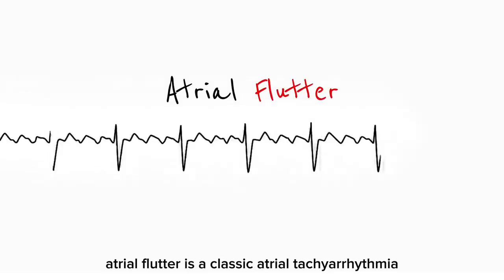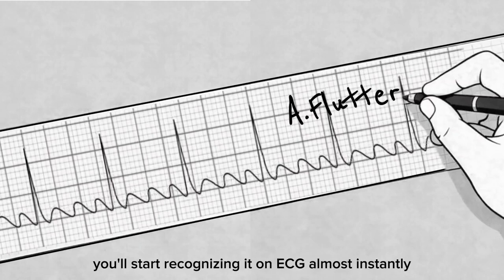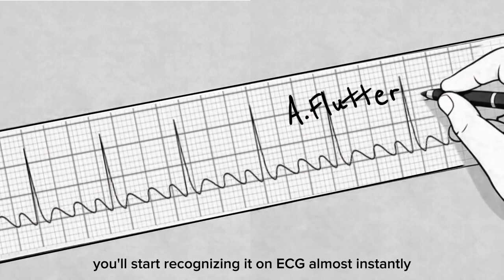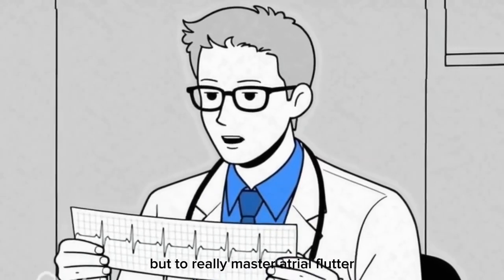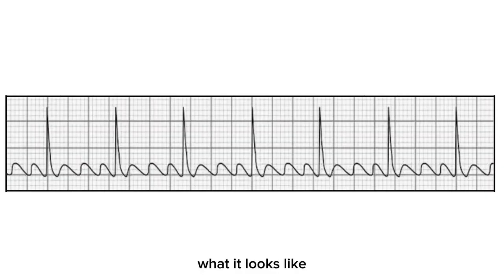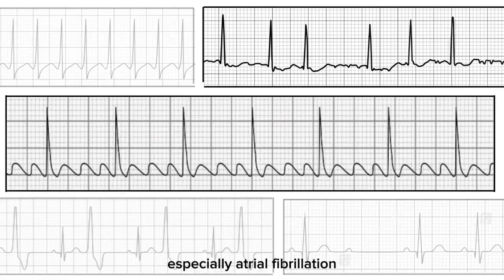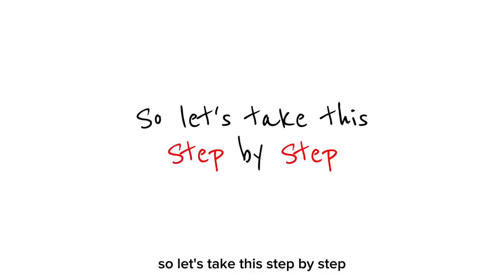Atrial flutter is a classic atrial tachyarrhythmia, and once you truly understand it, you'll start recognizing it on ECG almost instantly. But to really master atrial flutter, we need to understand why it happens, what it looks like, and how it behaves differently from other arrhythmias, especially atrial fibrillation. So let's take this step by step.